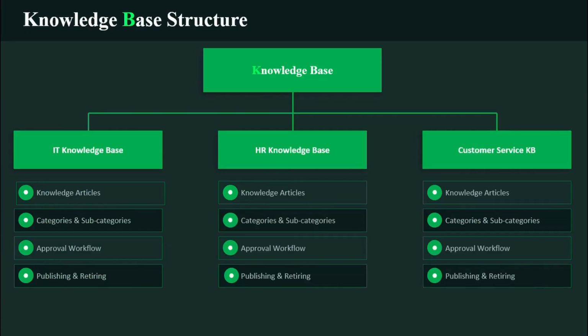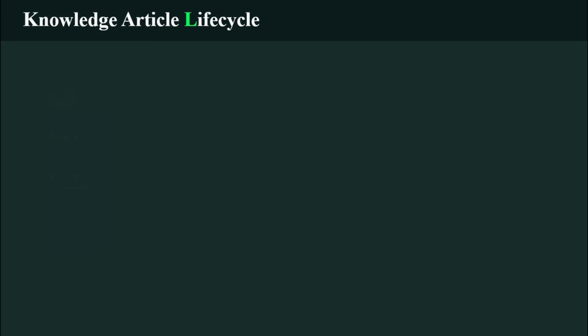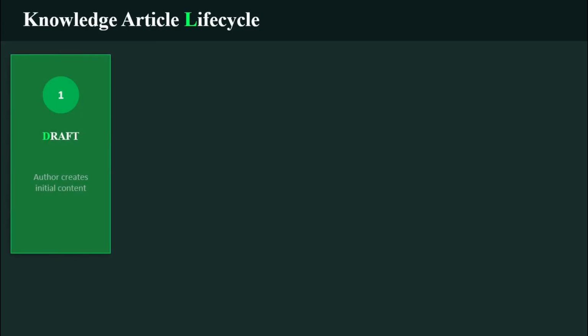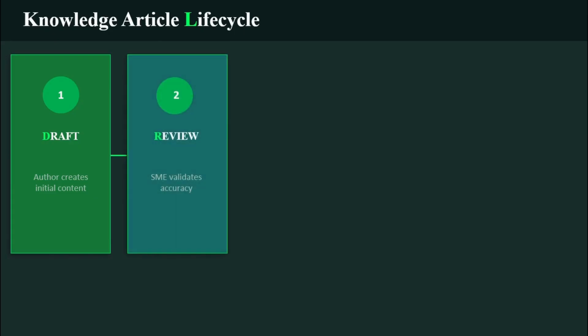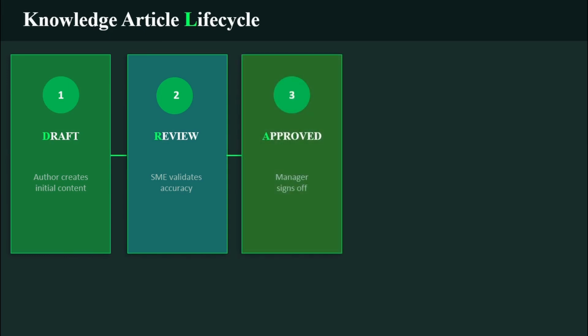Now let's understand the life cycle of a knowledge article. Every article goes through multiple stages. It starts with draft, where the author creates content, then it moves to review, where a subject matter expert validates it. After that, it's approved by a manager. Once approved, it gets published and becomes visible to users.